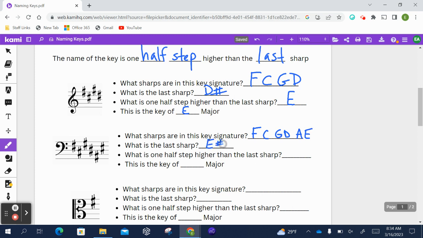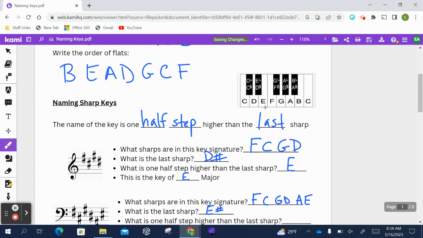Now this one is tricky because we do not have an E sharp on our keyboard, but a sharp just means to make something a half step higher. So E sharp is actually the same thing as F natural. So this is an E, and E sharp is this. F or E sharp, they're the same name.